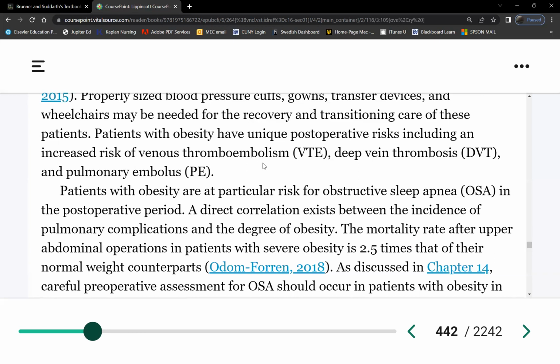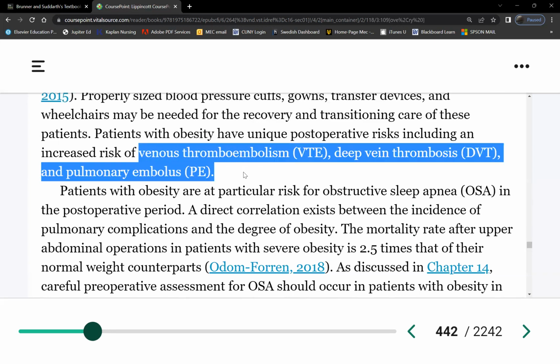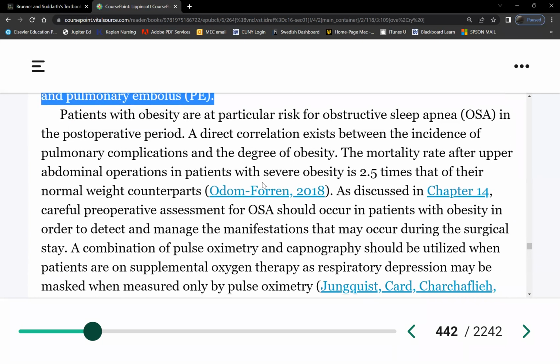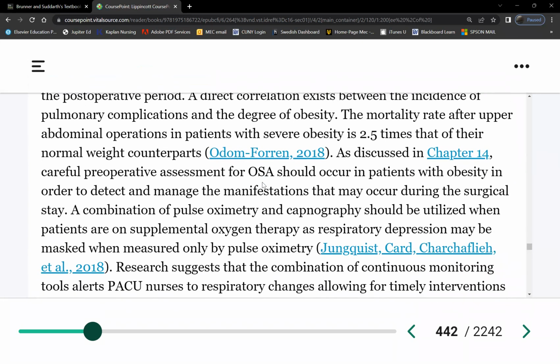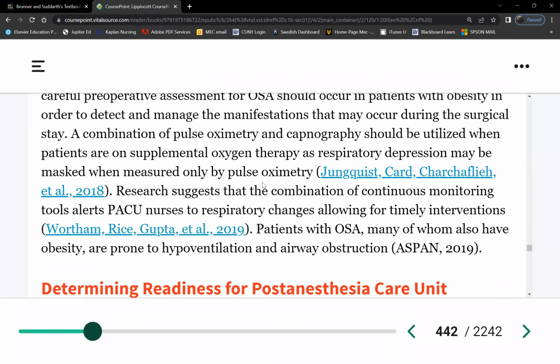These are the following: DVTs, pulmonary emboli related to the DVT, and plus, are they likely to be diabetic as well? Okay, so that will also affect wound healing and increase risk for infection. And I'm not saying all, but the majority of our obese patients do have obstructive sleep apnea.